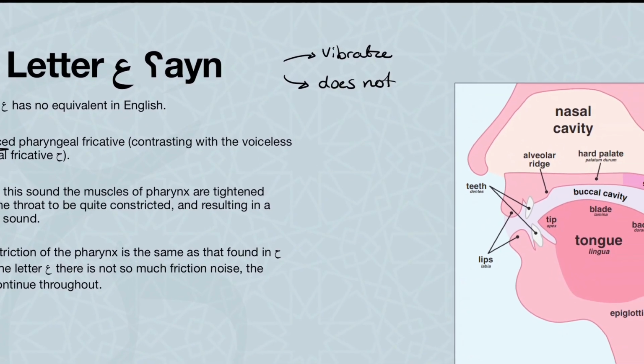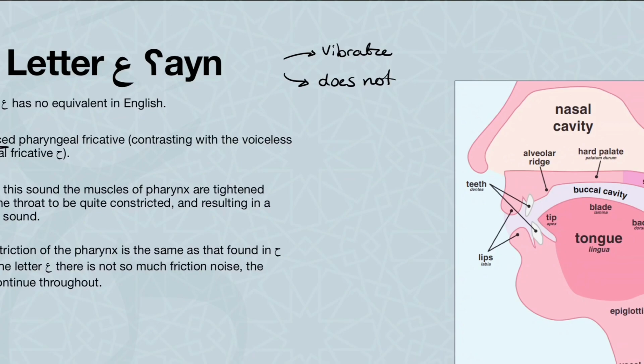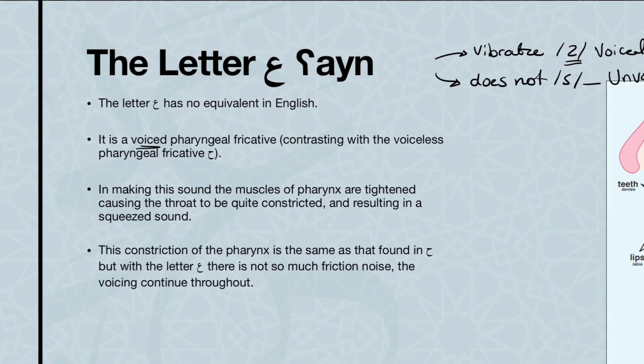So if we look at the sound z, if you put your finger on your voice box, basically the bony part in the middle of your neck, and try to make the sound z, z, z, z, you would notice that the z sound does make your vocal cords vibrate, while the sound s, s, s has no vibration. So we term that the sound z is a voiced sound, and the sound s as an unvoiced or voiceless sound.